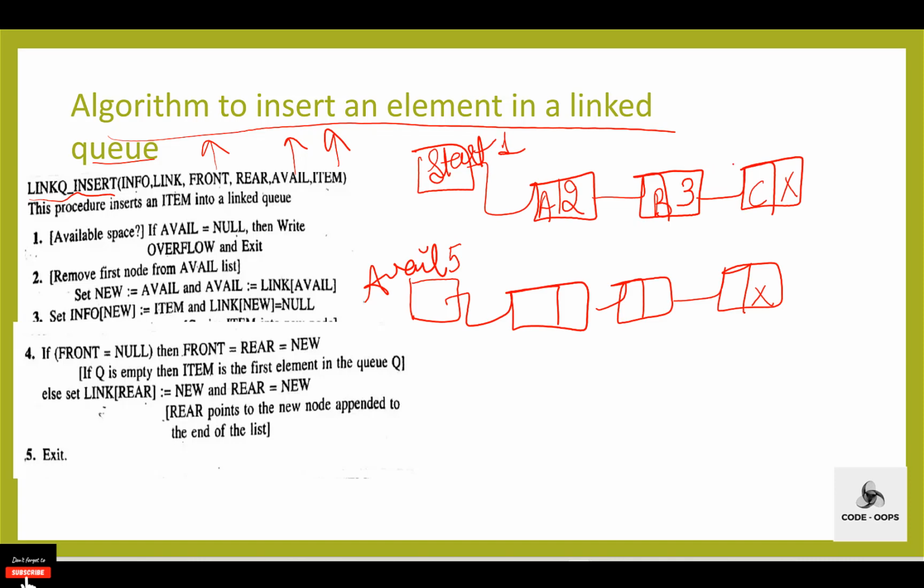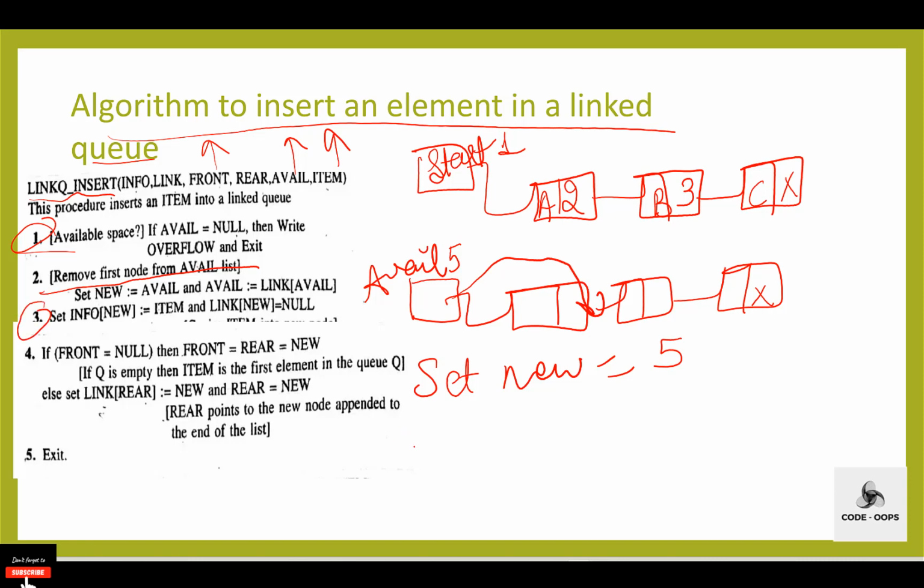This is a linked queue having 3 nodes and this is the available space in a free pool. The first step of the algorithm is to check the available space. If avail is equal to null, that means available space is not there. Then write overflow and exit. Otherwise, remove the first node from the avail list. Set new is equal to avail. Avail is 5, and avail is equal to link of avail. Avail points to the second node in the avail list.